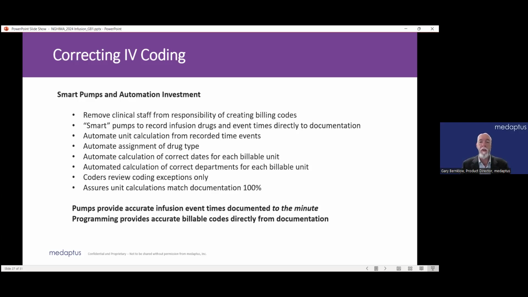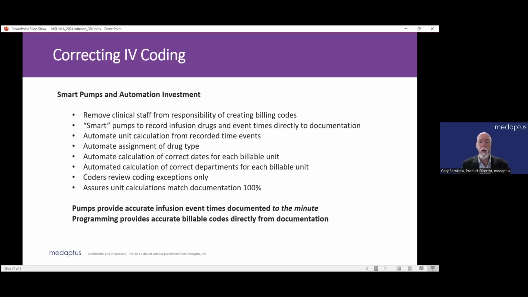It can automate the assignment of the drug type. That's one of the great things about a smart pump having a brain. You can preload essentially, this drug is this type, and so it can tell you exactly what type of drug it is. It can make sure that the unit calculation has the correct dates if it's over midnight, because it's going to give you a timestamp for each one of those events. So that's easy to do. It can automatically calculate the correct departments if the patient moves simply by programming the pump.